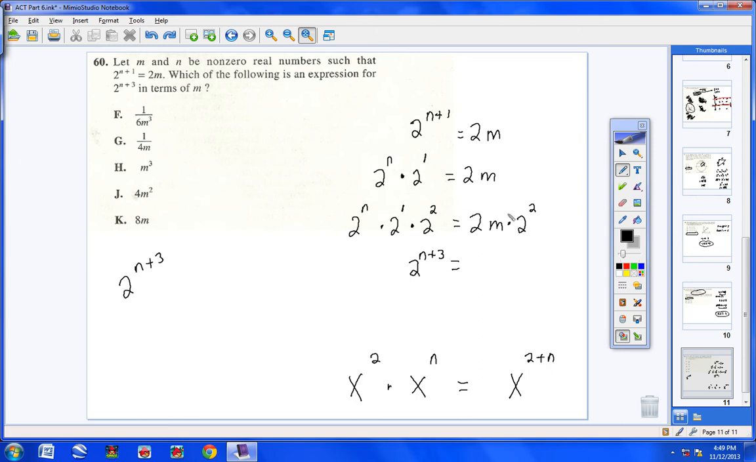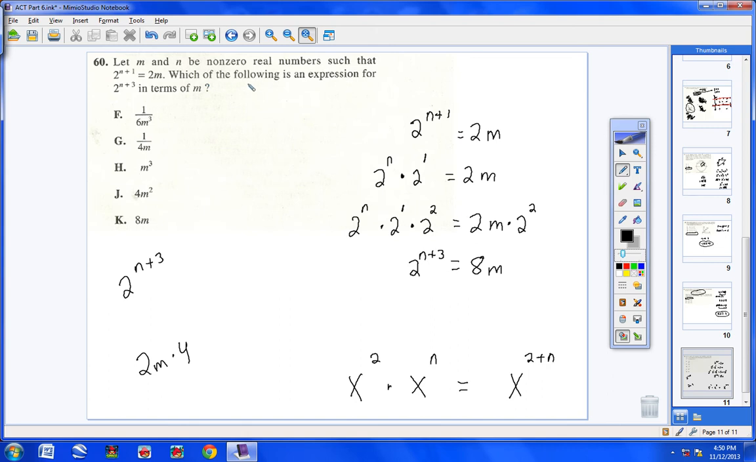Now, let's simplify this side. I have 2m times 2 squared. Well, that's the same thing as 2m times what? 4? I mean, what is 2 times 2? 4. And now what is 2m times 4? Well, students, you should know 2m times 4 would be 8m. Sure, well, think about it. 2m times 4, 8m. So, I did it.